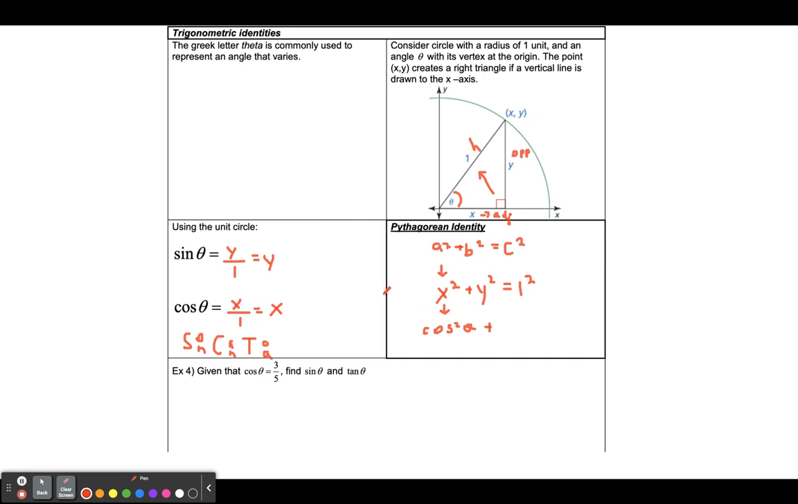Plus, and then same thing here, we have y, but as we saw in this previous statement, y can also be interchanged with sine of theta because they're both equal to the same thing. So I can replace y with sine of theta. And because this is y squared, that's going to become sine squared theta. And that's equal to 1 squared. But 1 squared is just 1. And this statement, cosine squared theta plus sine squared theta is equal to 1, is what is known as the Pythagorean identity.